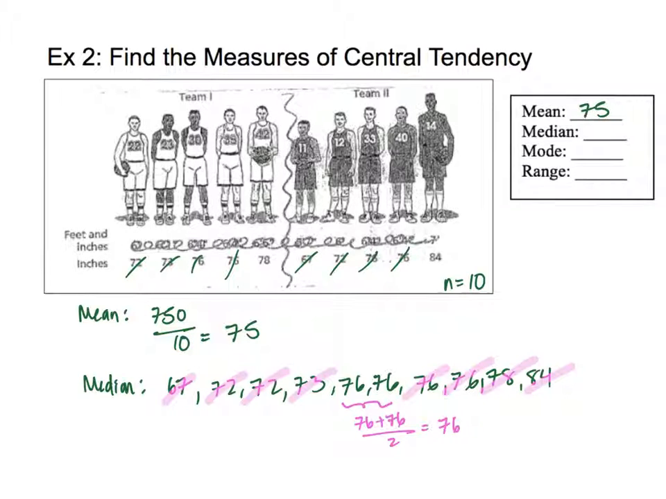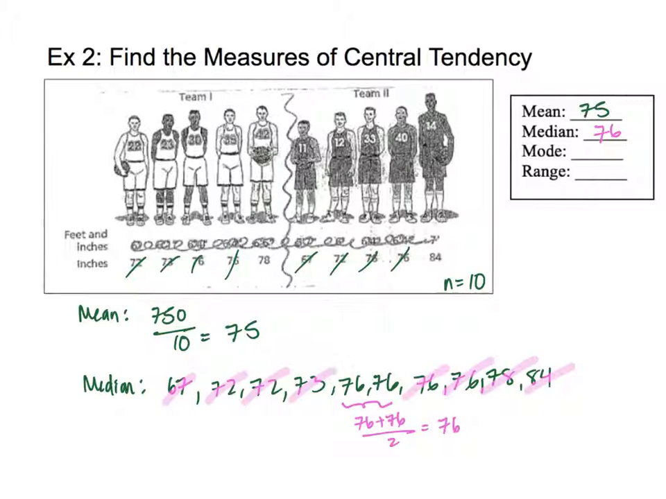Because both of the numbers are 76. So obviously the middle number here has to be 76. But let's say the numbers were different, then you would need to add them and then divide it by 2, and that gives you your median. So that's what you'll need to do when you notice there is an even amount of terms. So in this case, we have 76.